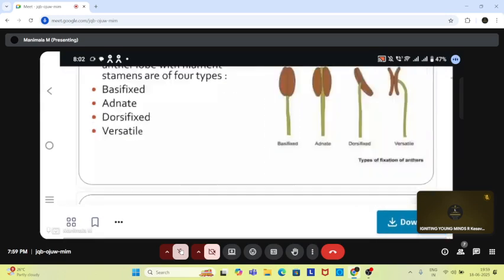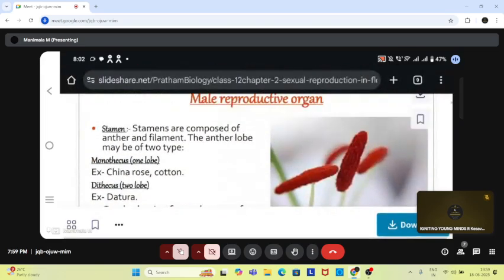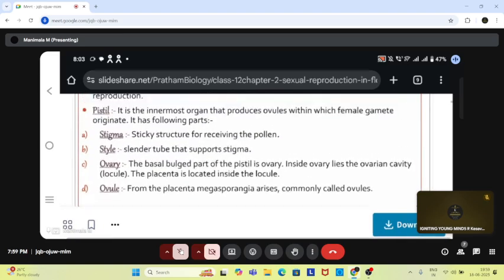And when we discuss the female, the female is made up of three parts: stigma, style, and ovary. The stigma is generally sticky in nature. It contains some nutrient which is important for pollen germination.